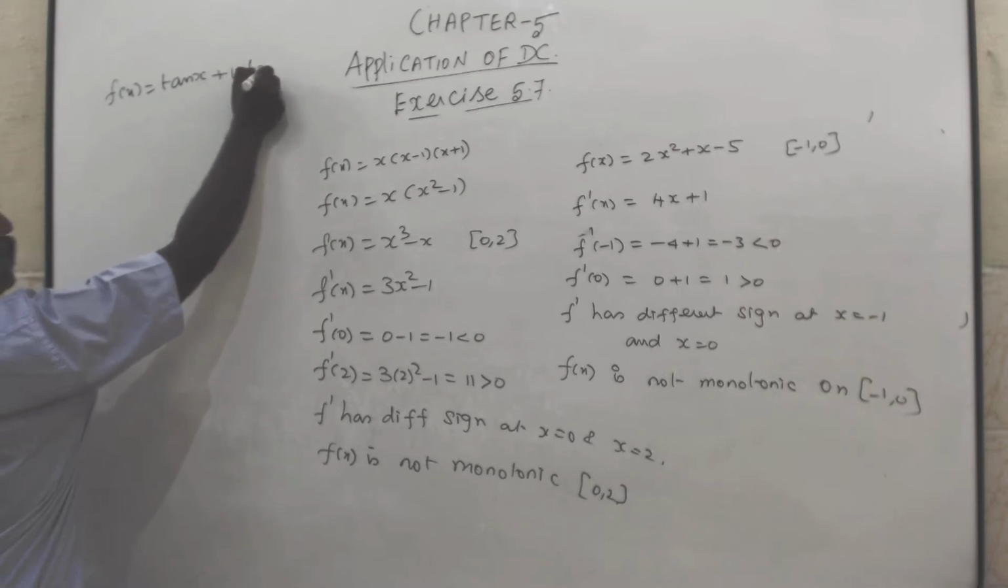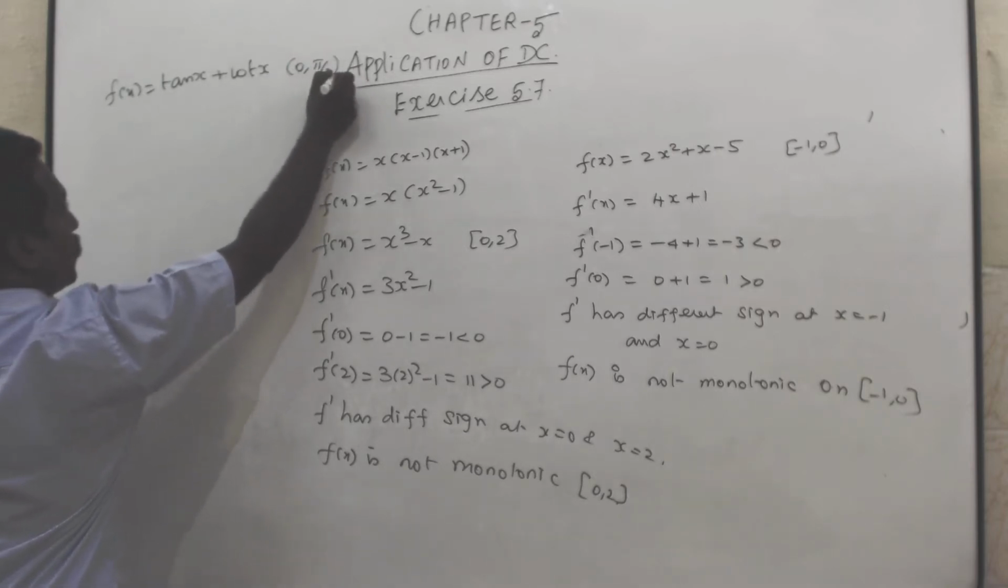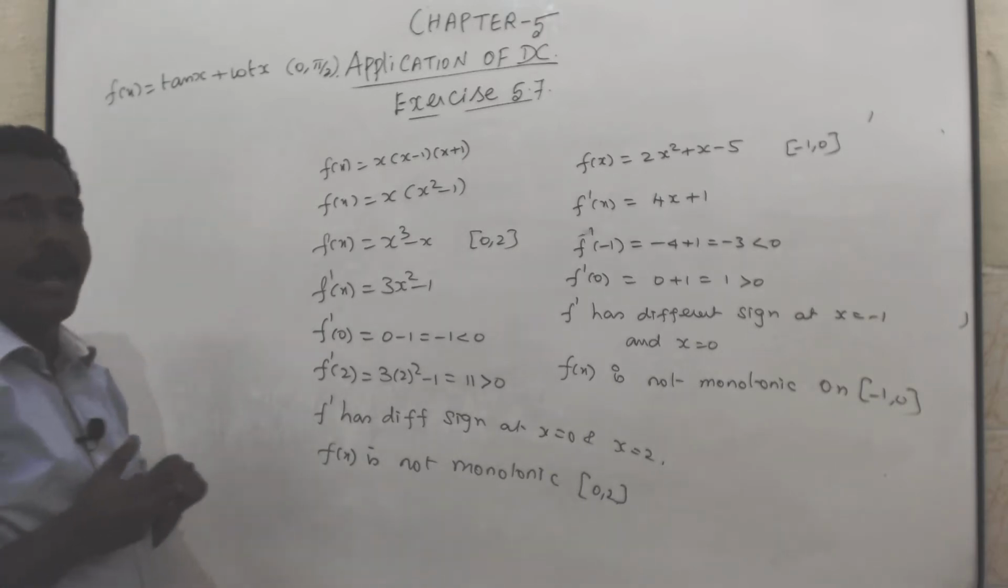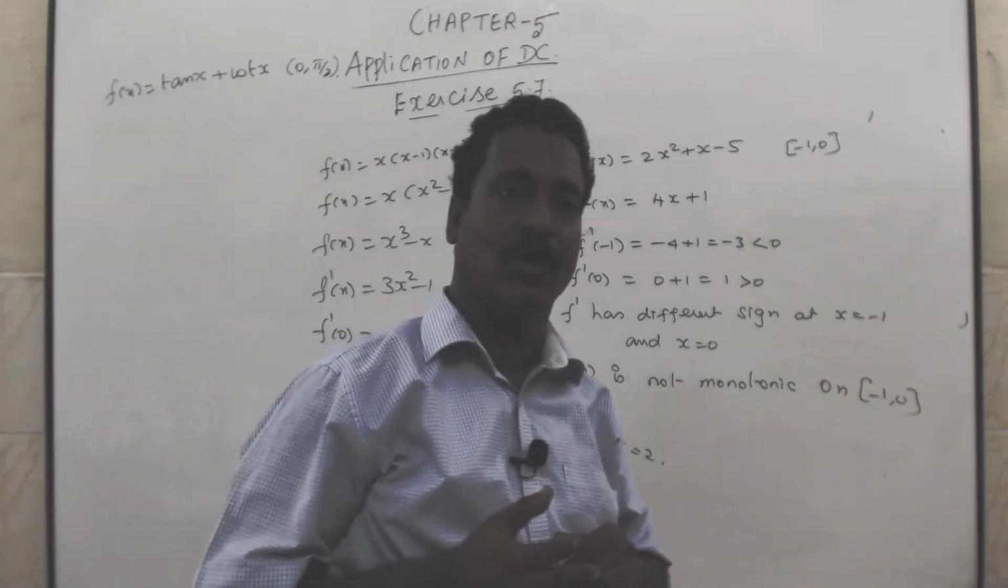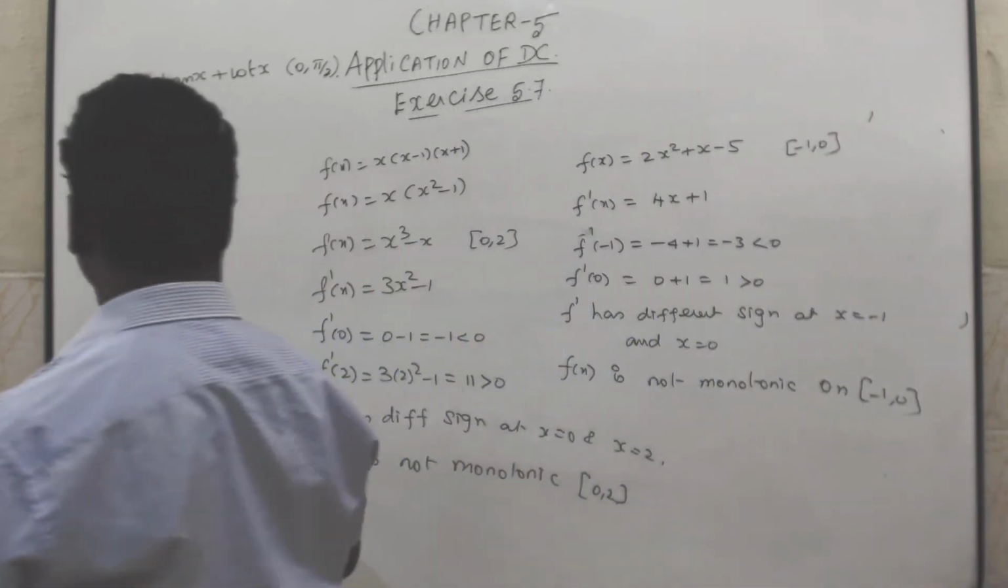The last, fourth one, f of x is tan x plus cot x. Careful. Limit 0 comma pi by 2. 0 comma pi by 2 means an open interval; the curve does not exist at x equal to 0 and x is equal to pi by 2. That's why a closed interval is not given, only an open interval.